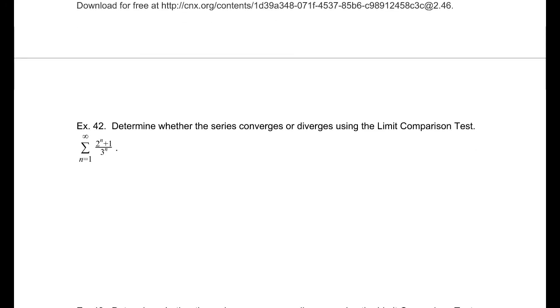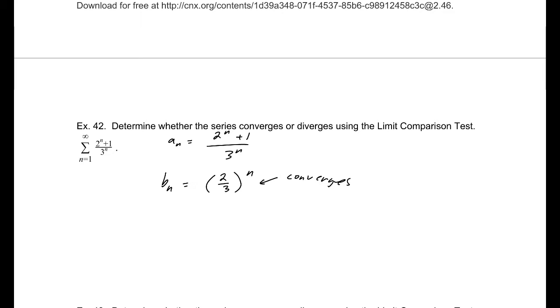All right, now let's compare this series. All right, so our an sequence is 2 to the n plus 1 over 3 to the n. Now we want to pick a sequence bn that we know whether it diverges or converges. All right, well, this actually looks like a geometric sequence. So let's go ahead and choose (2/3) to the n. Now here the ratio r of 2/3 is less than 1, so this one converges.